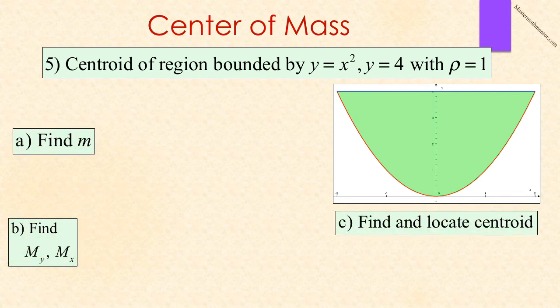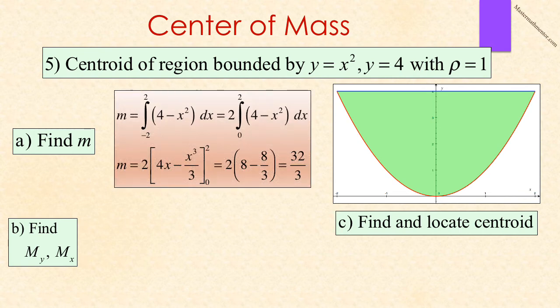There are 3 steps to a problem like this. First, we have to find little m, which is the total mass of our object. Secondly, we need to find M sub y and M sub x, which is the moment about the y-axis and the moment about the x-axis. And from that, we can find and locate our centroid by finding the point x bar, y bar. In many of these problems, a calculator is either necessary or advisable to use in order to perform the integration. Here's one that we can do without the use of a calculator.